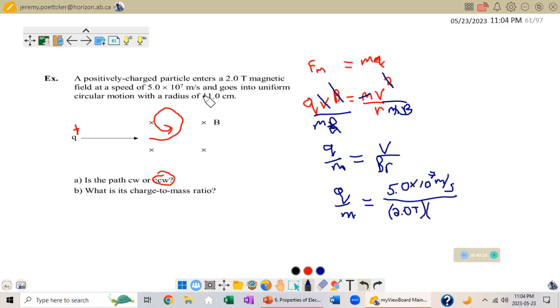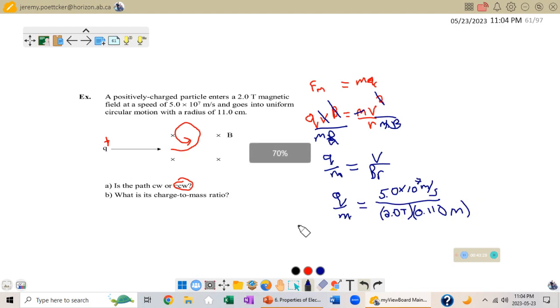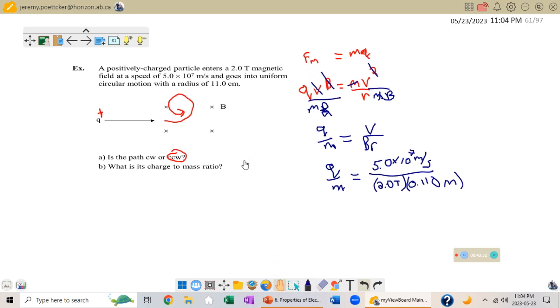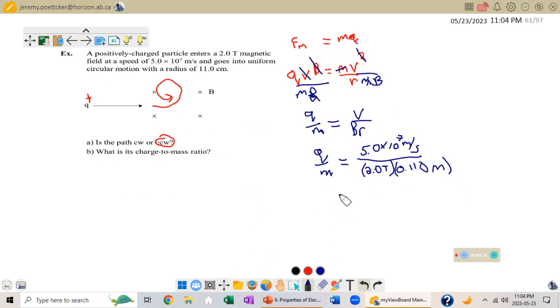Radius is 11 centimeters, so that's going to be 0.11 meters. Actually, 110 meters. And here we go. Q over M is equal to, and do some calculator work here, 5 times 10 to the 7th. Oops. Make sure you put your brackets in the right place.